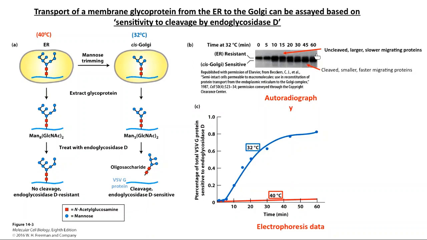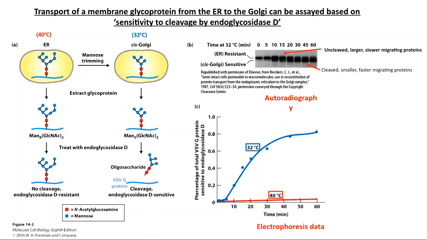But as the time increases, more and more proteins in the permissive temperature zone will move towards the cis Golgi. And as they move to the cis Golgi, they will get processed. That means 3 mannose residues will get removed, and we can see a lighter, cleaved, smaller version of faster migrating protein. So that kind of protein concentration will increase as the time increases. This one is the electrophoresis data.